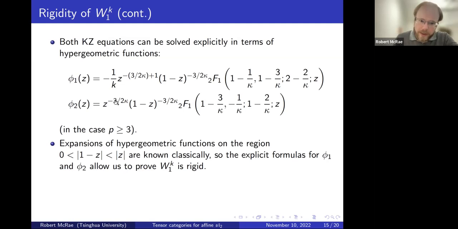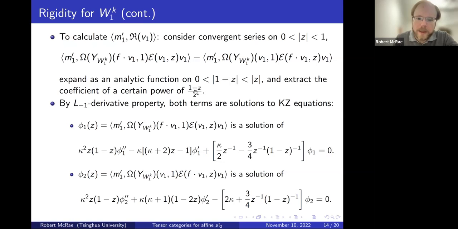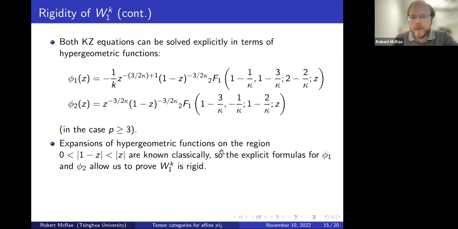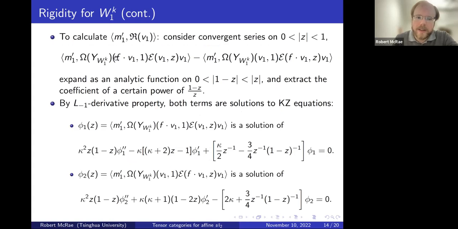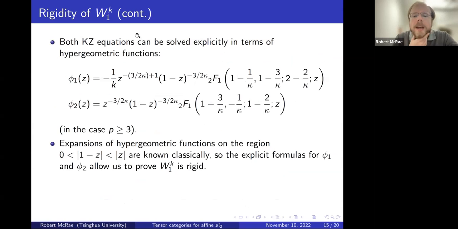So anyway, these are the things we need. We need to take phi1 minus phi2 and then expand both of these hypergeometric functions as series in this different region, as series in 1 minus z over z. And then we read off the appropriate coefficient and we get something non-zero, and that shows that this rigidity composition is non-zero. So anyway, that's basically the strategy here.